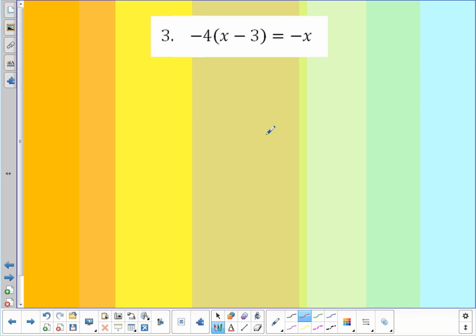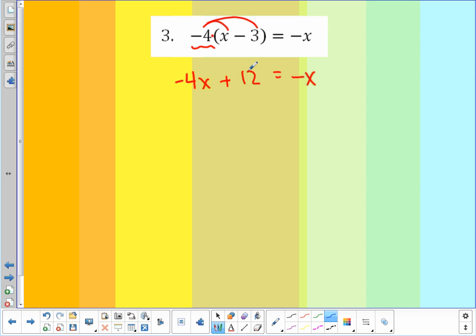In 3, now I have some distribution I have to take care of. Anytime we have this set of parentheses with a coefficient out front, that coefficient goes to both parts inside. That's what we call distributing. And this is being multiplied. Okay, so negative 4 times x is negative 4x. And negative 4 times negative 3 is positive 12. I haven't touched that negative x that's on the right, so I'm just going to rewrite it.